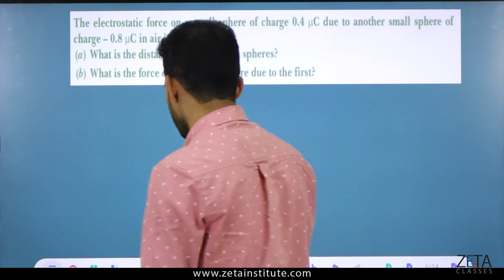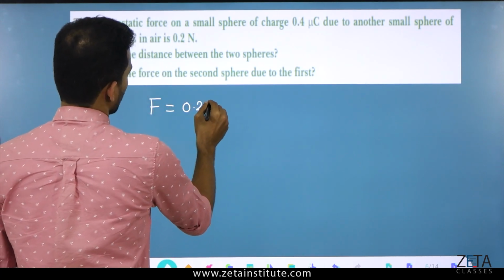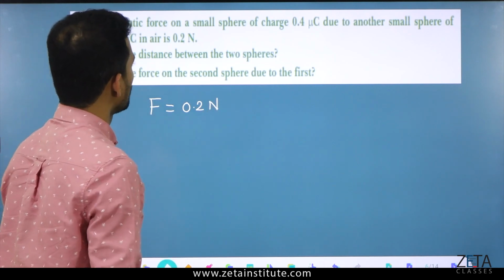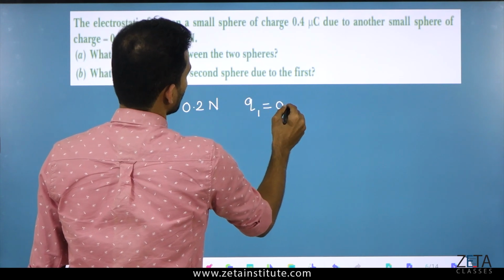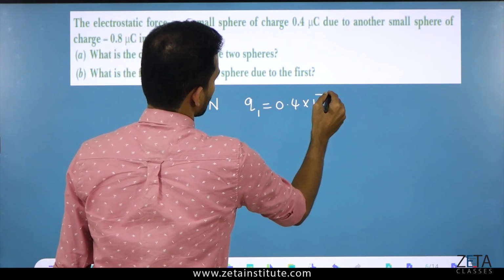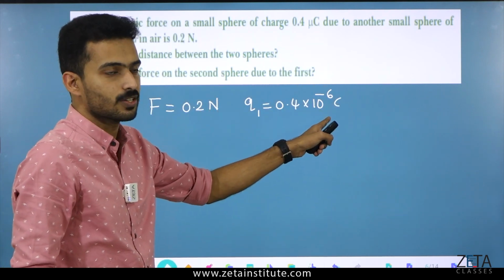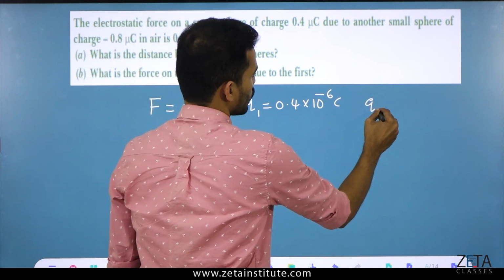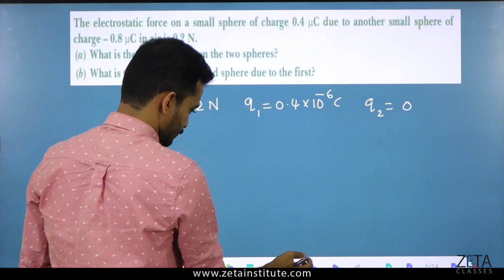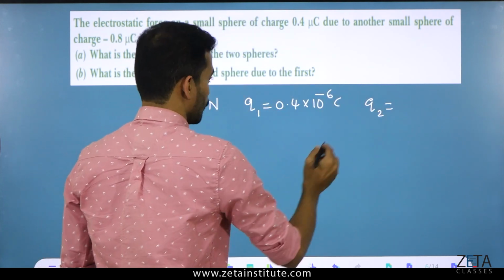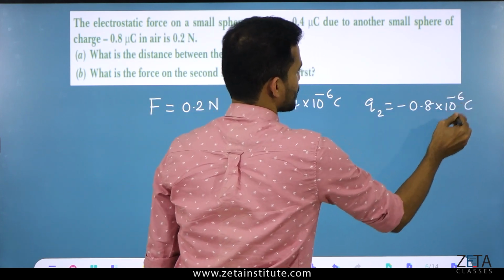The electrostatic force between two charges is given, that is F is equal to 0.2 Newton. And which are the two charges? One is Q1 = 0.4 into 10 raised to minus 6 Coulomb. And what is Q2? What is 10 raised to minus 6? It is microcoulomb, so we can write it as 10 raised to minus 6 Coulomb. So, what is the value of Q2? Q2 is equal to, sorry, it is minus 0.8 into 10 raised to minus 6 Coulomb.